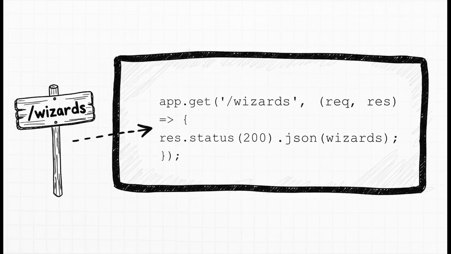And here is the code that makes it all happen. It really shows off the simplicity of Express. We define a GET route for the path /wizards. Then inside our handler function, we just call res.status(200).json and we pass in our wizards array. That's it. Express handles all the heavy lifting for us.